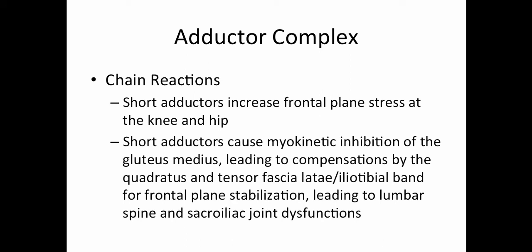For chain reactions, a short adductor complex will increase frontal plane stress at the knee and the hip. Short adductors cause myokinetic inhibition of the gluteus medius, leading to compensations by the quadratus and tensor fasciae lata, or IT band, for frontal plane stabilization, leading to lumbar spine and SI joint dysfunctions.